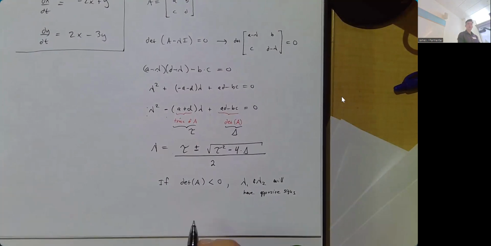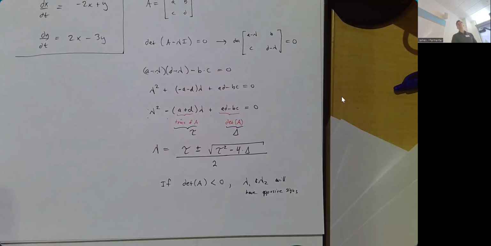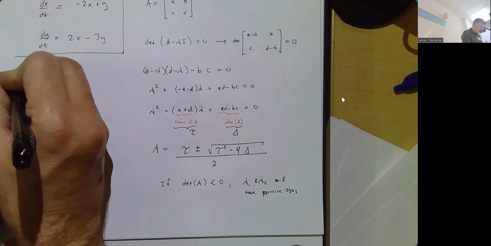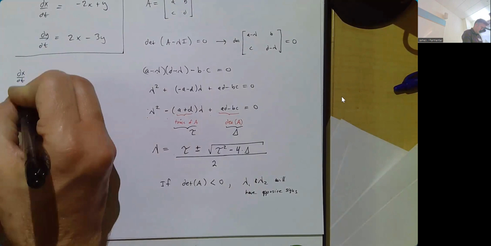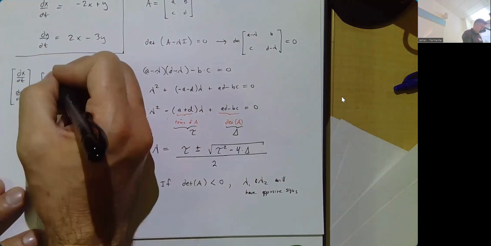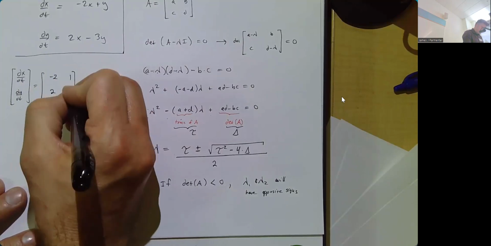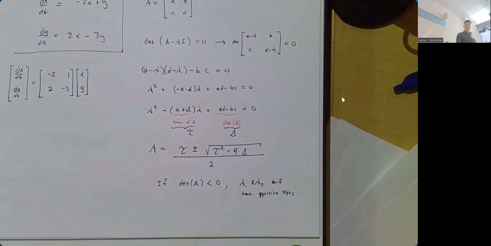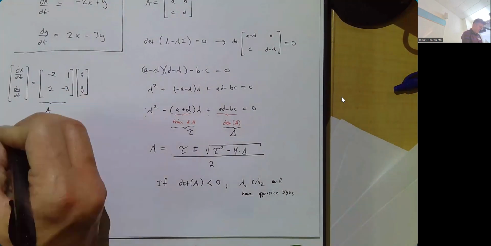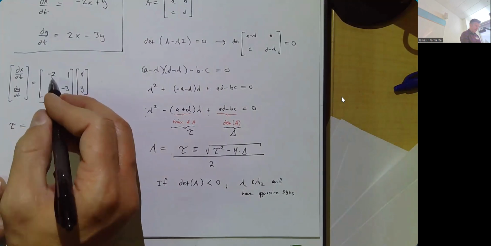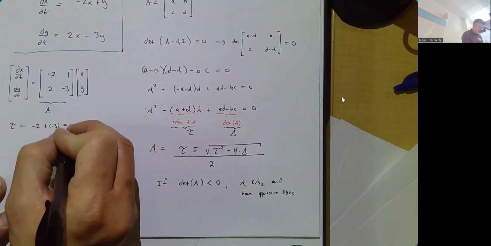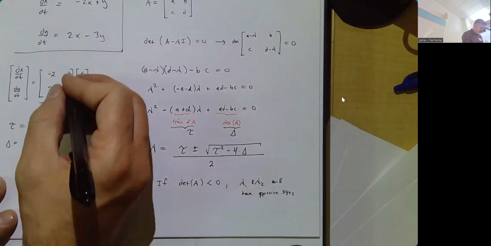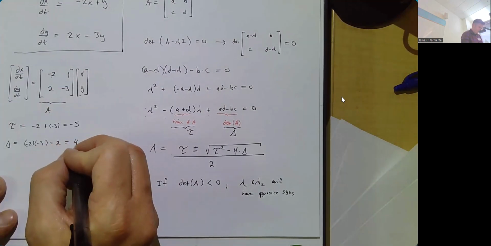All right, so let's do this one both ways, just to kind of see how it works. So we could say that our matrix differential equation, dx/dt, dy/dt, equals our coefficient matrix, which is -2, 1, 2, -3, times x, y. Just so everybody knows here, if I call this matrix A, the trace is equal to -2 plus -3, which is -5. The determinant is equal to -2 times -3 minus 1 times 2, which is 6 minus 2, which is 4.